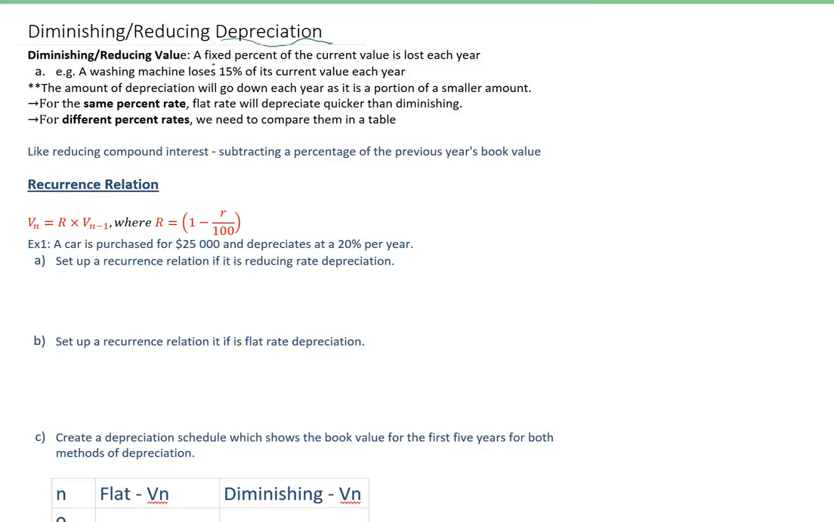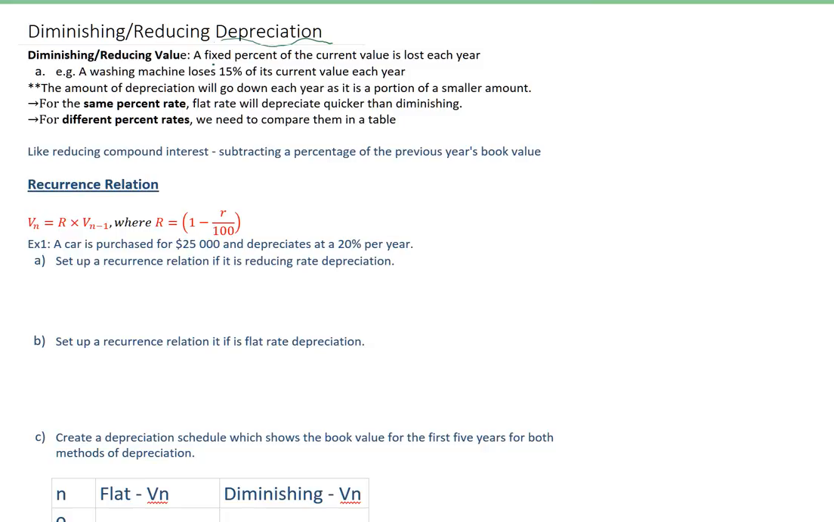Okay, so flat rate we looked at last time, every single time it goes down by the same amount. So for example, $2,000 gets taken off every time. Okay, here's the difference for this one. So diminishing or reducing value, that's when a fixed percent of the current value is lost each year. Okay, so instead of the same amount, it's the same percent of the current year to get the next year. Okay, so that might be something like a washing machine losing 15% of its current value each year.